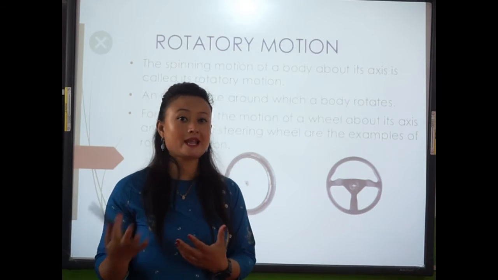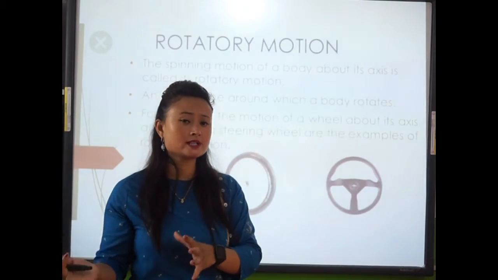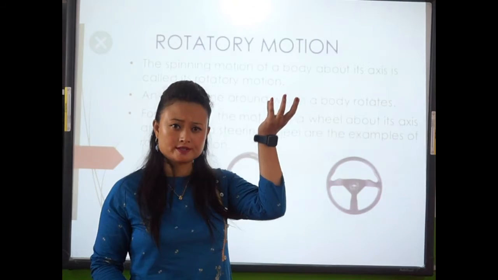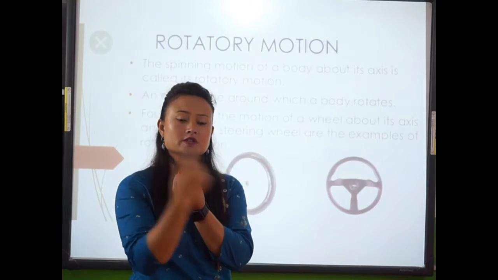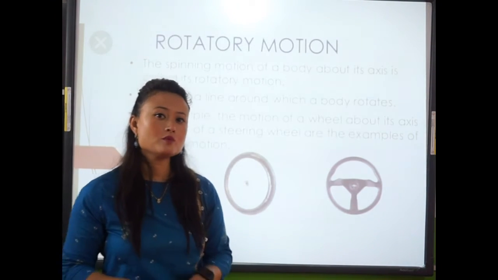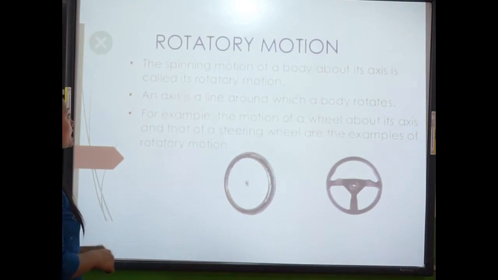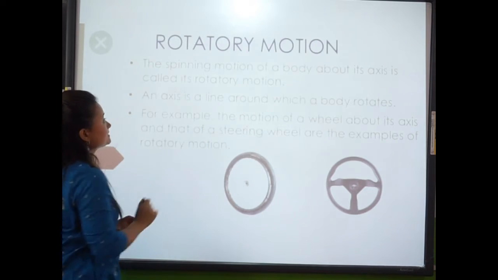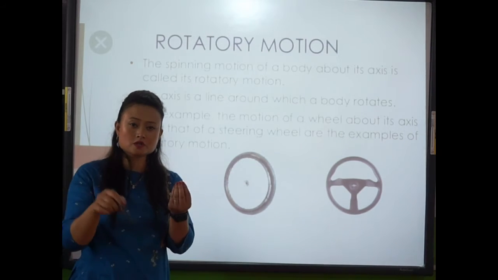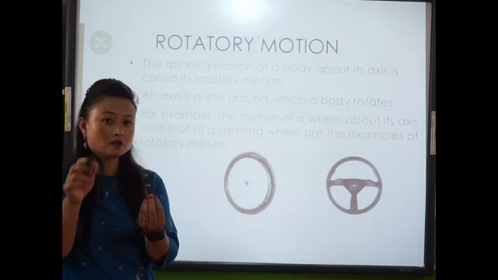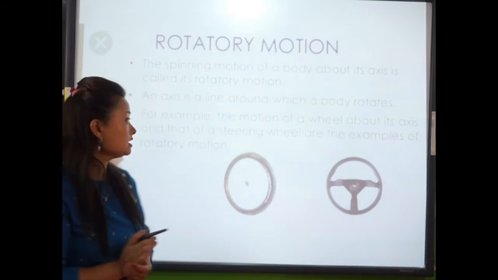Other examples are the blades of the fan. You've seen those fans, the ceiling fan or other kinds of fan. It's fixed at a point. It has a fixed point, and the free end rotates, it moves around the fixed axis. That kind of motion is called rotatory motion. So how do we define rotatory motion? The spinning motion of a body about its axis is called its rotatory motion. When a body moves around a fixed axis, that is called rotatory motion.